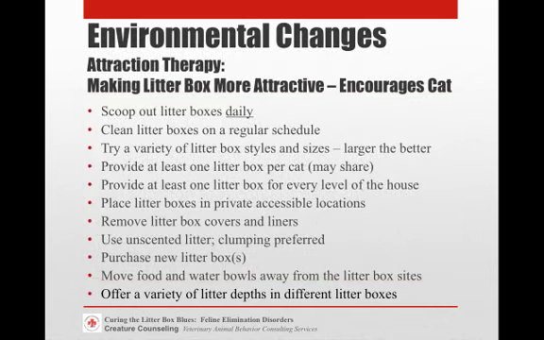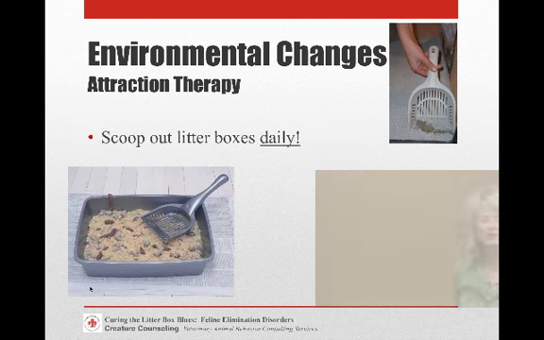Okay, and I'm going to go through each one of these individually, you guys, but I wanted you to have one slide where you can actually look at the different things you need to do. So remember, the two things that we try to do are attraction therapy, attracting the cats to the litter box, and aversion therapy, keeping them away from the places that you don't want them to urinate or defecate. So these are what I really consider environmental changes. All right, so let's do it individually.